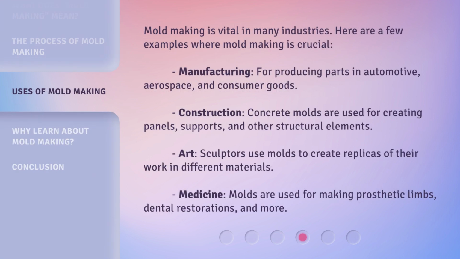Mold making is vital in many industries. Here are a few examples where mold making is crucial. Manufacturing. For producing parts in automotive, aerospace, and consumer goods. Construction. Concrete molds are used for creating panels, supports, and other structural elements. Art. Sculptors use molds to create replicas of their work in different materials. Medicine. Molds are used for making prosthetic limbs, dental restorations, and more.